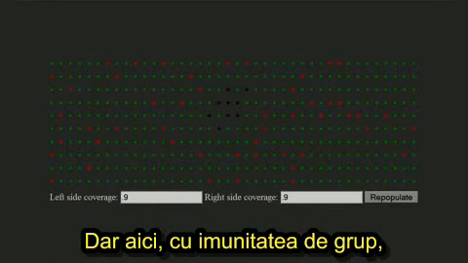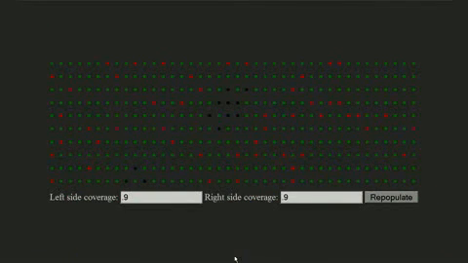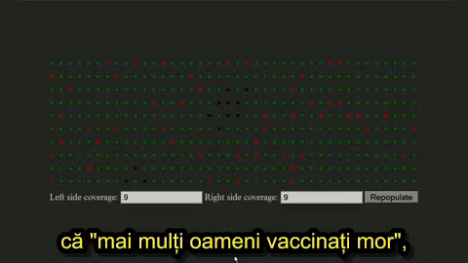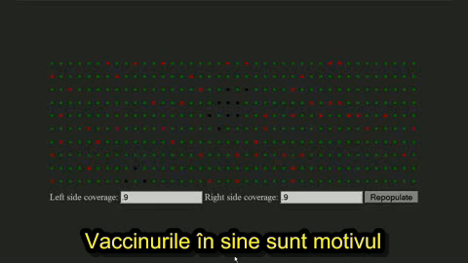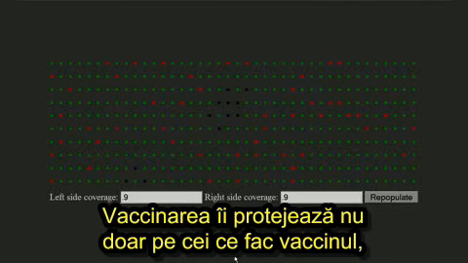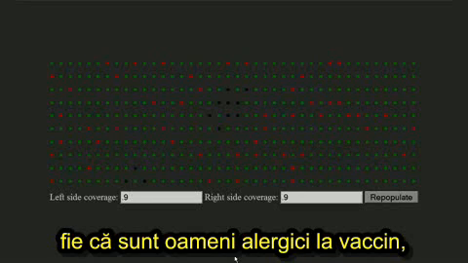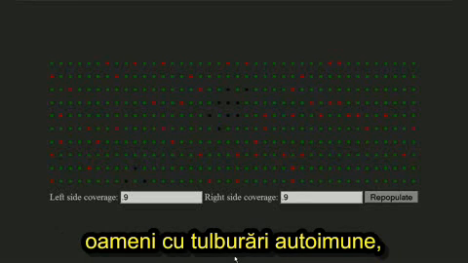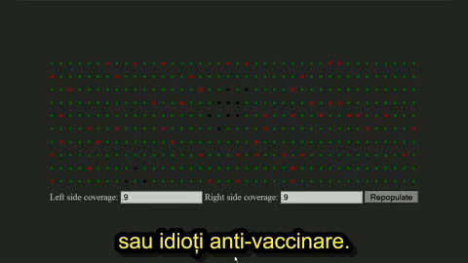But here, with herd immunity, even if we pop in a second infection, it doesn't go anywhere. We can clearly see that this claim of more vaccinated people dying is a complete red herring. The vaccines themselves are the reason that every other member of the population, vaccinated or not, didn't get the disease. Vaccination not only protects the vaccinated, but the unvaccinated, whether they're people who are allergic to the vaccine, people with an autoimmune disorder, babies too young to be able to be vaccinated, or anti-vaccination idiots.